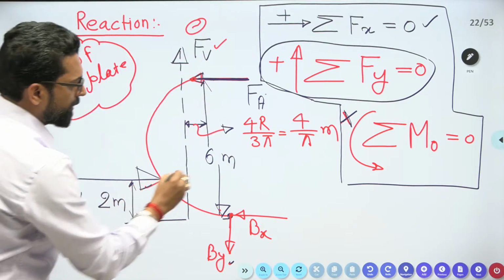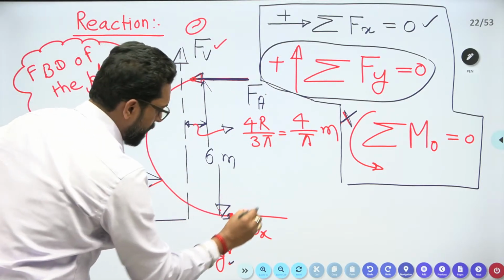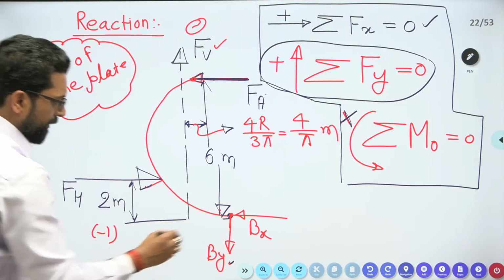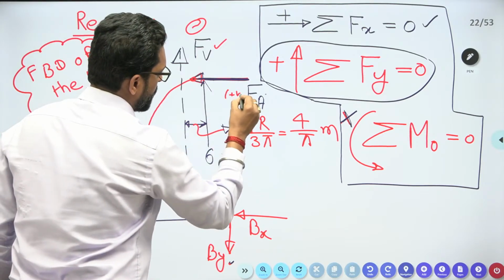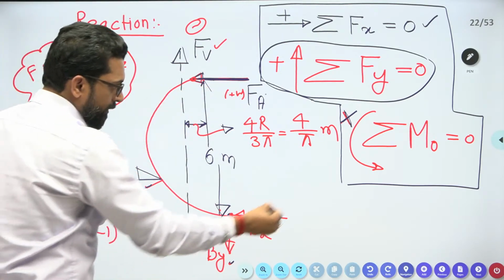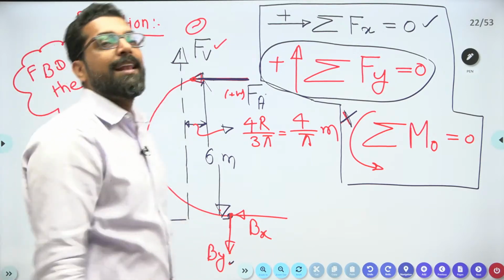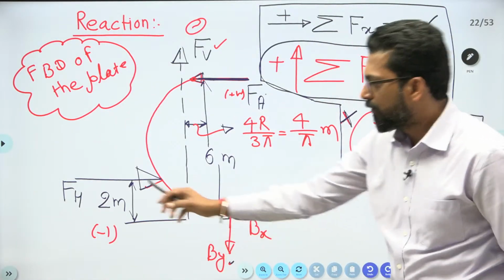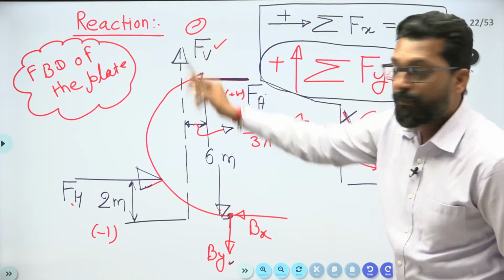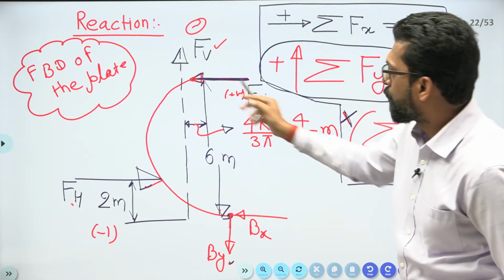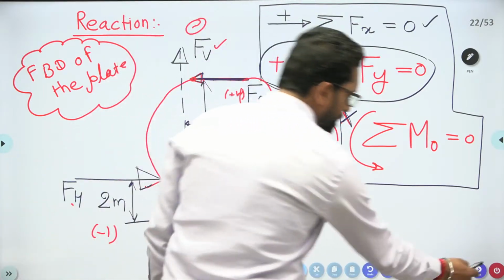This creates a moment about A, negative. This creates a moment negative. This creates a moment positive. Why? Because this is in positive direction and this is in negative direction. Balance it and you can find FA. Why? Because you have FH, you have this FV, you have this FA. So you can easily find the reaction at point A. Yes or not?